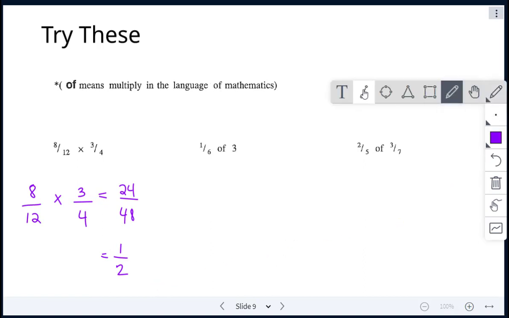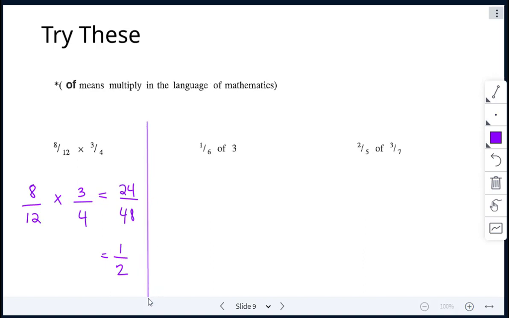Okay. I'm just going to make a line here so we can keep them separated. Okay, next we learned that of means to multiply. All right, so we are multiplying 1 over 6 times 3. So it looks like this, 1 over 6 times 3. Now, any whole number is just over 1. So if you ever get confused with whole numbers, just put them over 1.